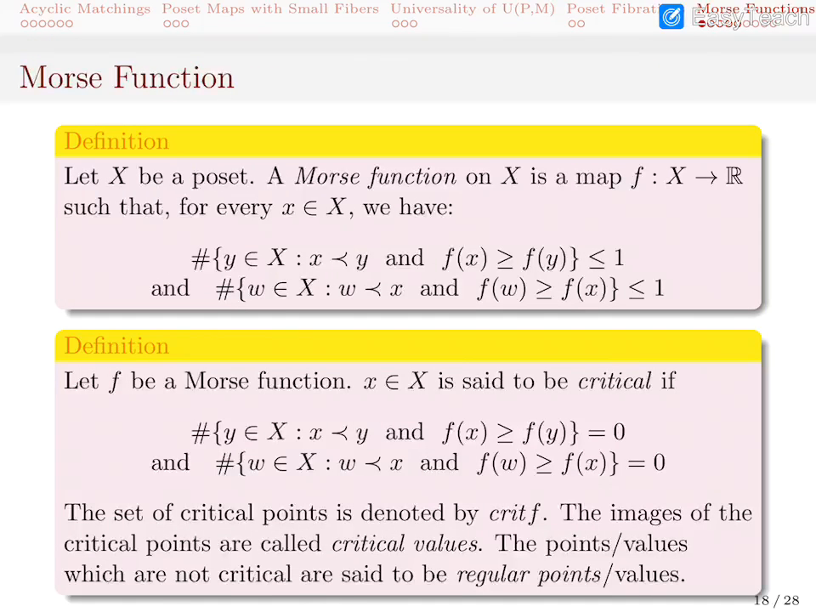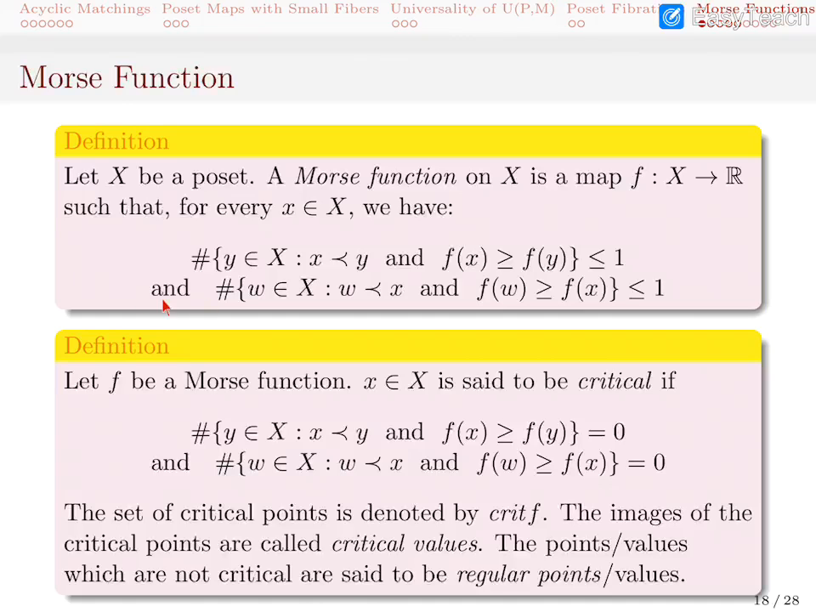Now I will move on to another interesting section, which is on Morse functions. First the definition. If X is a poset, a Morse function on X is a map f from X to the reals such that for each x in X, we have the cardinality of these two sets. The first is the set of y in X such that y covers x and f(x) is greater than or equal to f(y); its cardinality is less than or equal to 1. The second is the collection of all w in X such that x covers w and f(w) is greater than or equal to f(x); its cardinality is also less than or equal to 1.